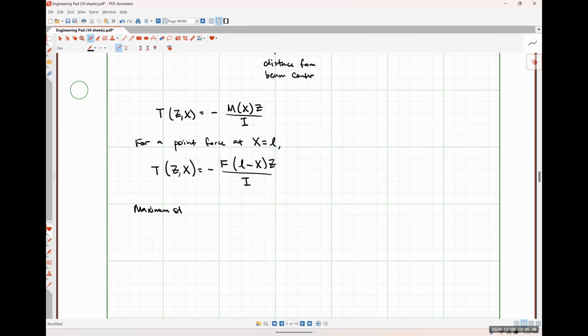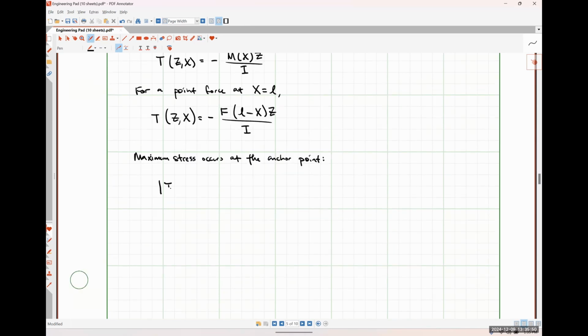And maximum stress occurs at the anchor point. So the absolute value of the maximum stress is FLB over twice I, or 3EB over twice L squared Z.